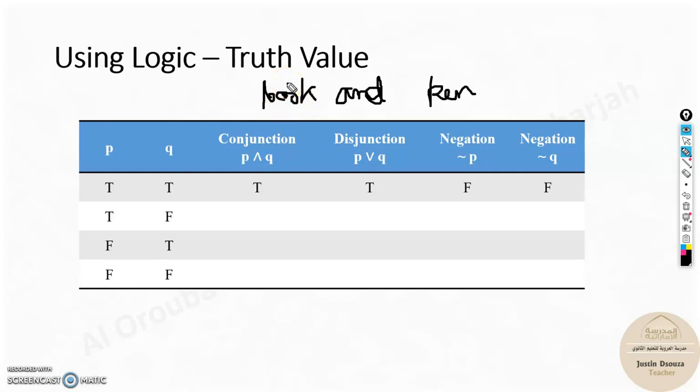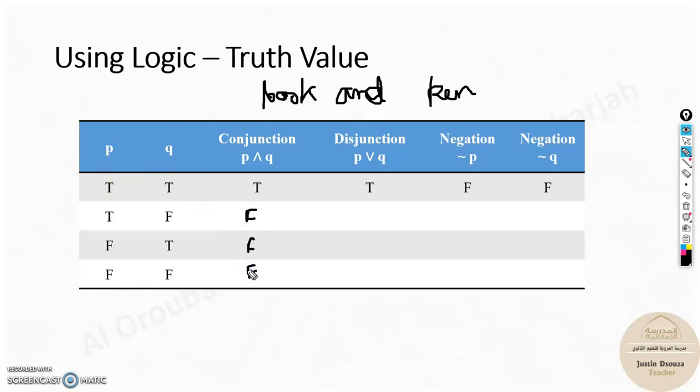Okay, now, let's try to analyze this. Can I write without a book? No, I need a book. Can I write without a pen? No, I need a pen. So I need both of these. Both of these must be true. So and comes in this picture. That means whenever I need a book and a pen, both must be true in order to become true. Even if one of them is false, then this will be false. So conjunction is only true when both are true. Otherwise, it's false, false, and false.